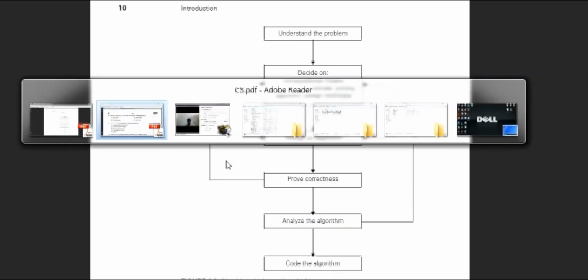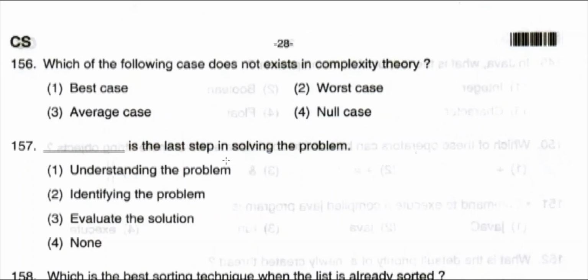Fourth is none. So the correct answer is none, because the last step in solving the problem is code the algorithm. Okay, we go for the next question.